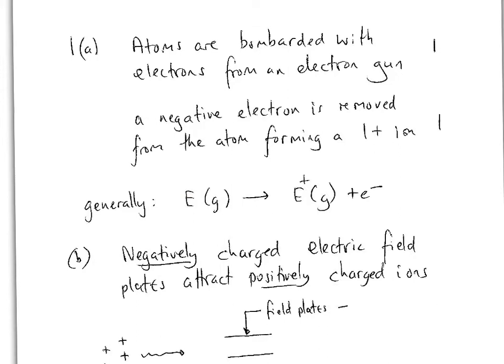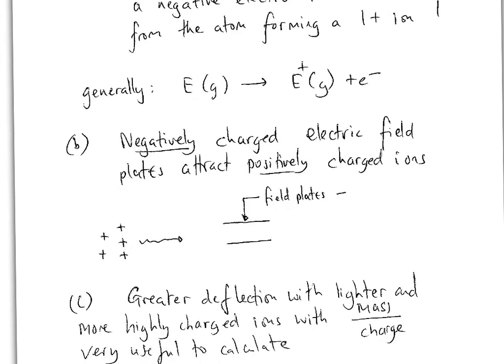The next question asks why it is necessary to ionize atoms, and the reason is that the field plates are negative and they attract the positively charged ions, so they move towards the negative field plates.